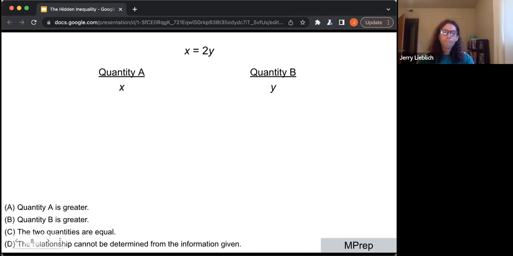Okay, so looking at this problem, we might first approach it, especially if we don't have any experience and don't really know how the test is trying to trick us. We might look at this and say, all right, x equals 2y. So that means I need 2 y's for every 1 x, which means the y's are smaller, and the answer is A. But that's not right.